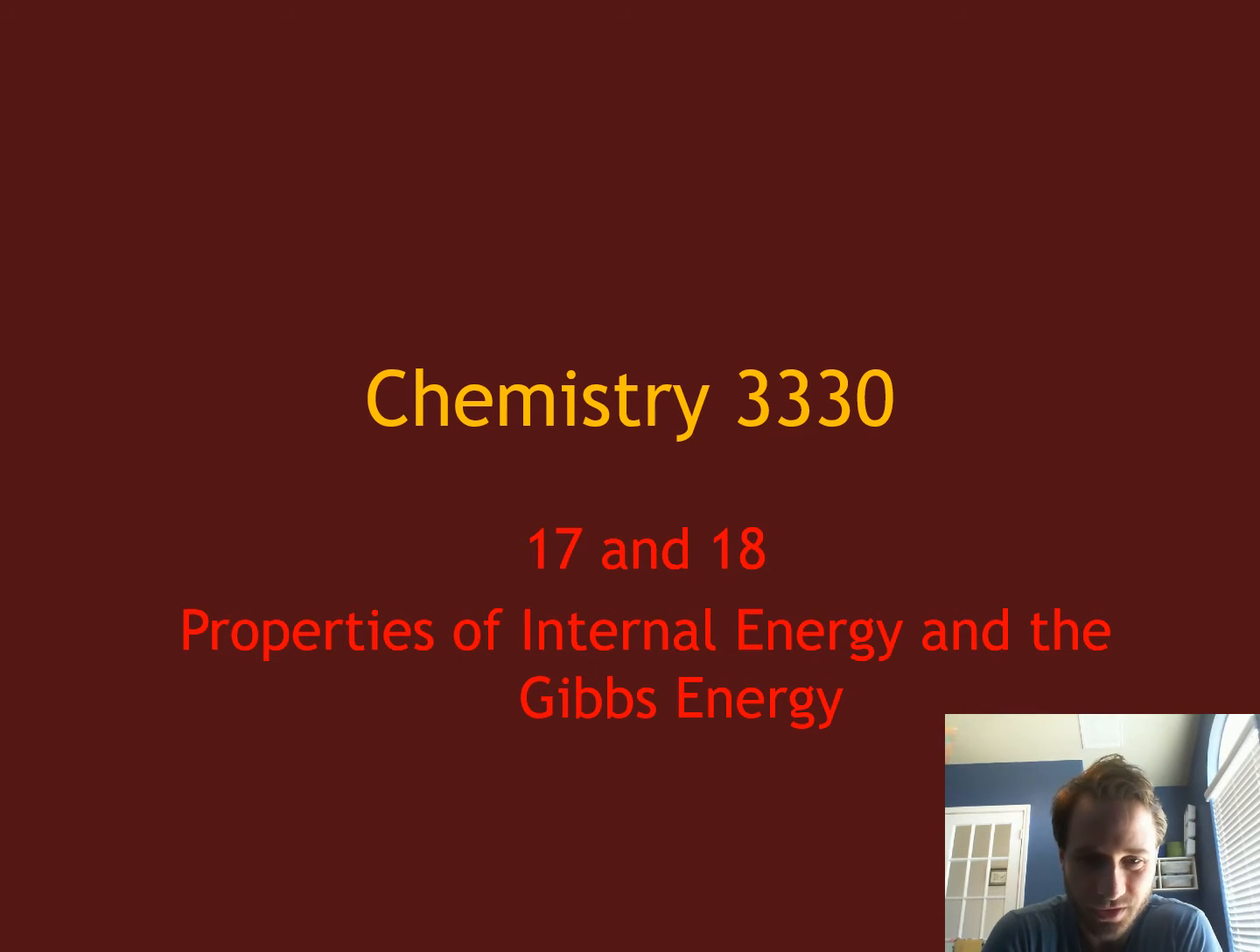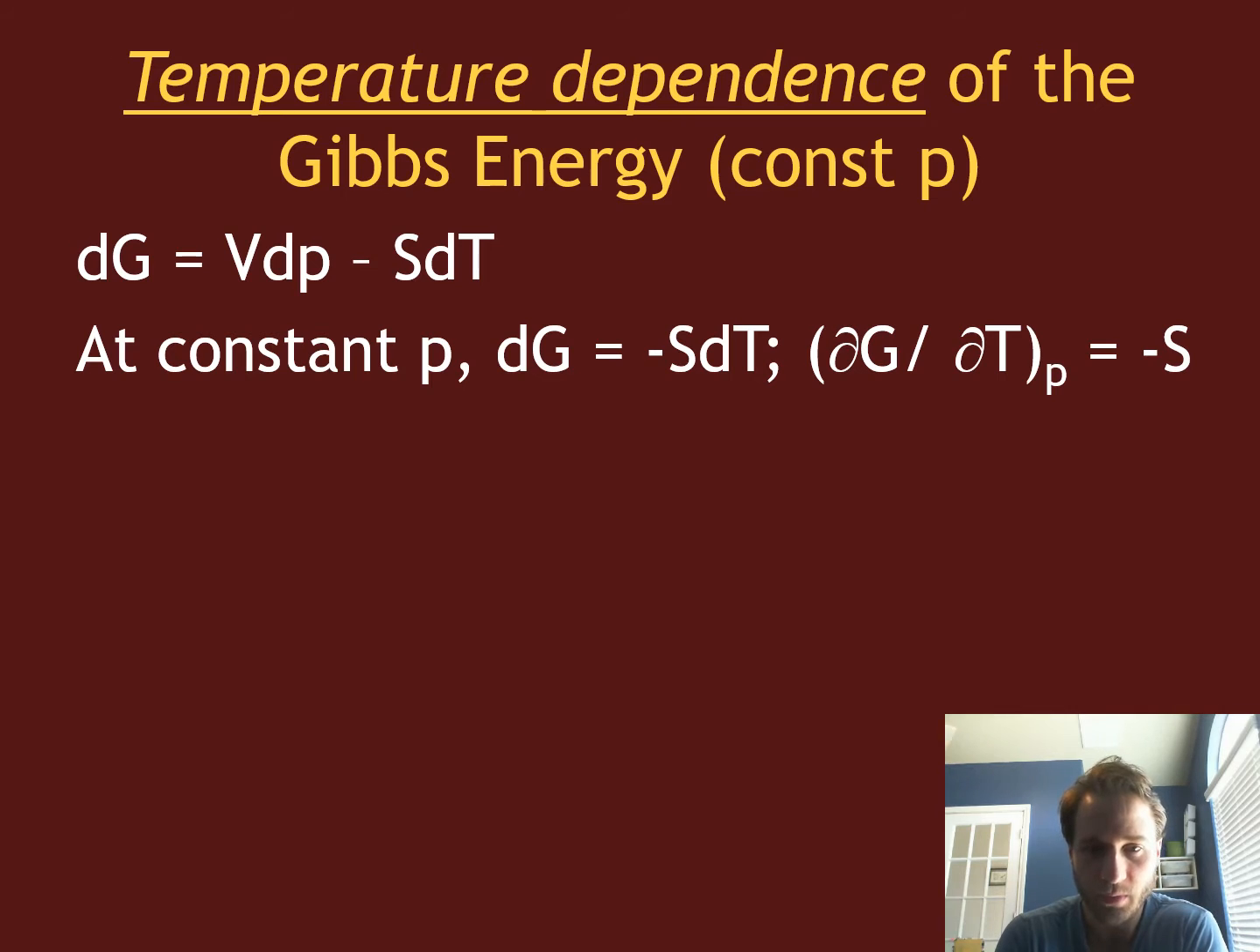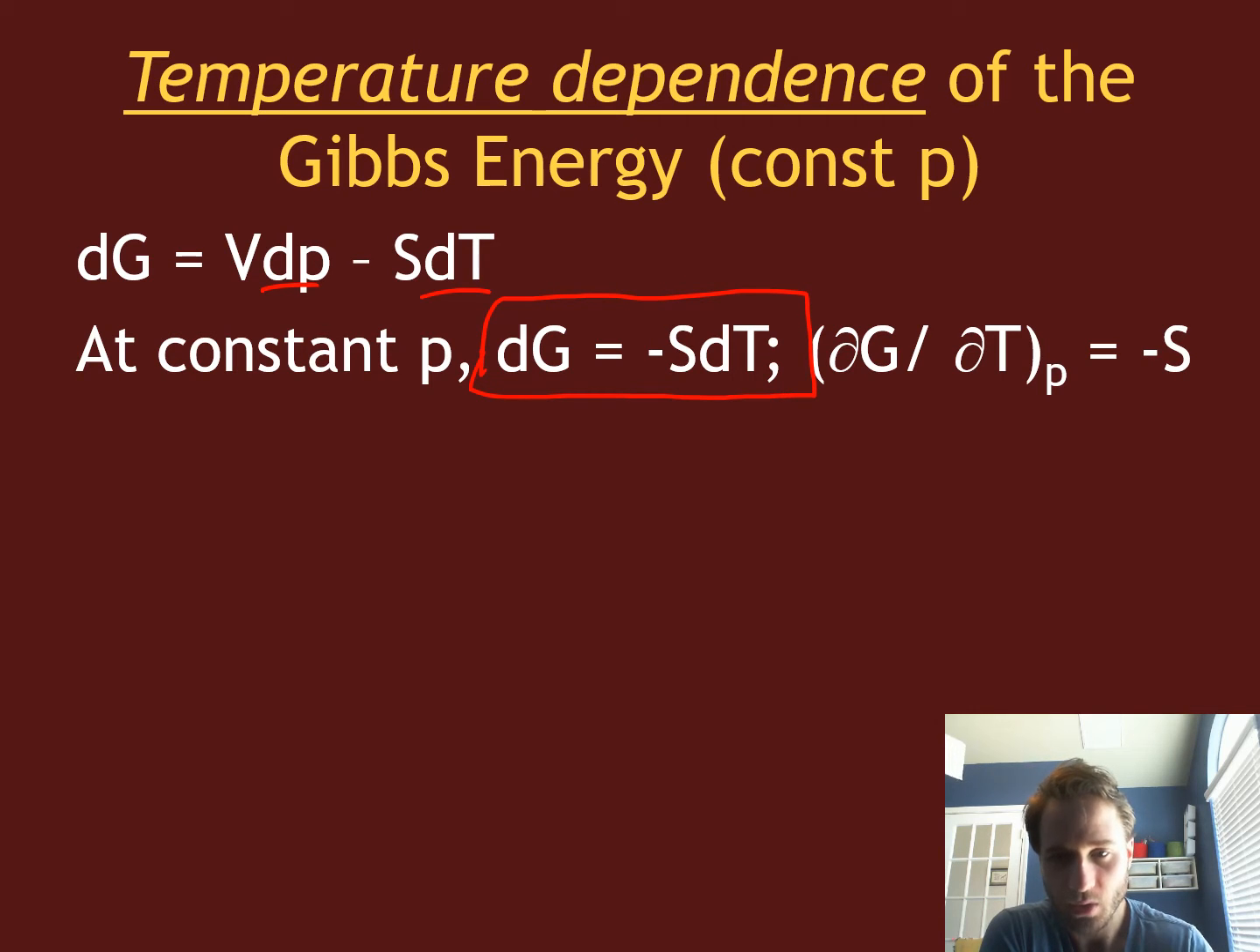We're going to continue our discussion on Gibbs free energy and talk a little bit more about its temperature and pressure dependence. We showed in the previous video how some change in Gibbs free energy is related to the change in pressure and change in temperature based on the volume and entropy. So let's consider the temperature dependence of the Gibbs free energy under constant pressure. Under constant pressure, dG equals minus S dT. Or rewriting that, the partial derivative of G with respect to temperature at constant pressure is equal to minus S, the negative of the entropy.